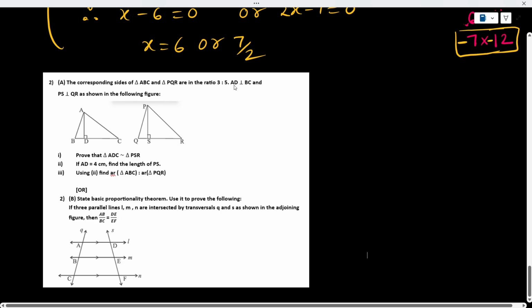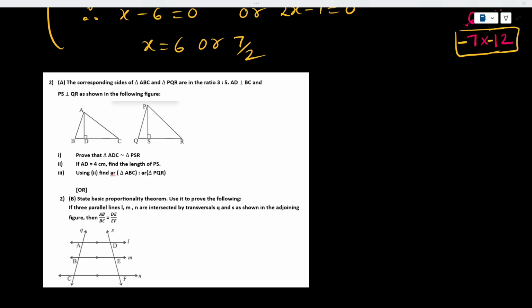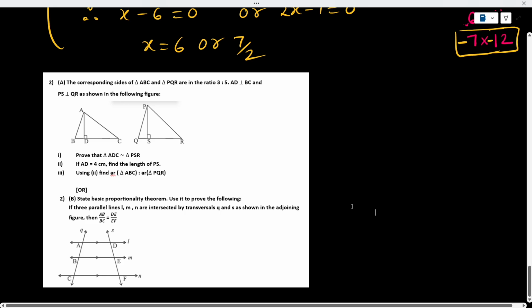And the ratio is given 3 is to 5, and other than that it's given AD is perpendicular to BC, PS is perpendicular to QR, and we need to prove that triangle ADC is similar to triangle PSR, and the other two parts. So how are we going to solve this kind of question here? Let me take only this first question, then we'll take the second question. Okay, so let us start with this.